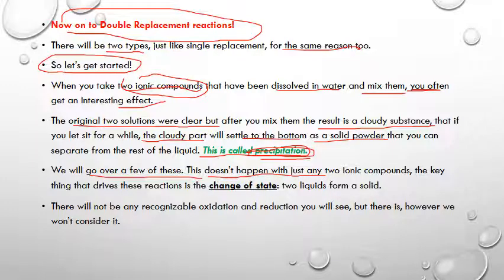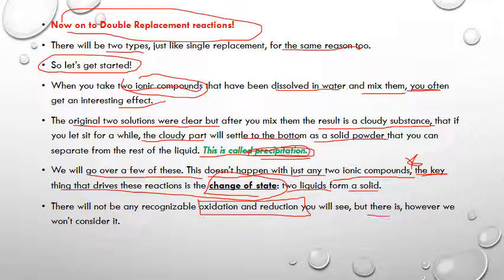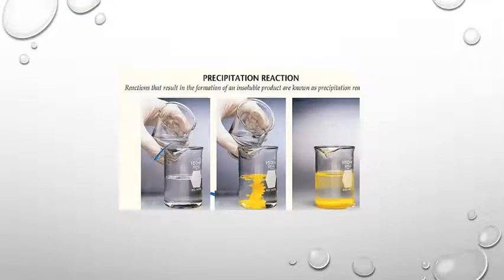These types of reactions don't happen with just any two ionic compounds. We're not going to go over which ones are particular for it. But what makes these chemical reactions take place is a change of state, which means the two liquids form a solid. One thing you won't notice is oxidation reduction, so there'll be no gaining or losing electrons that you'll be noticing, but actually there is.